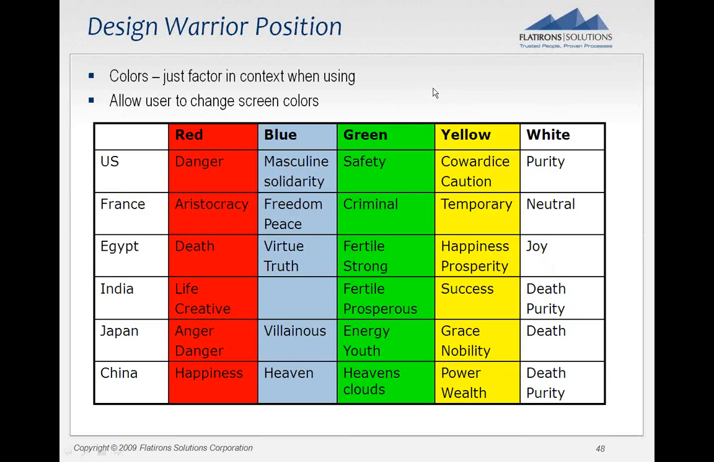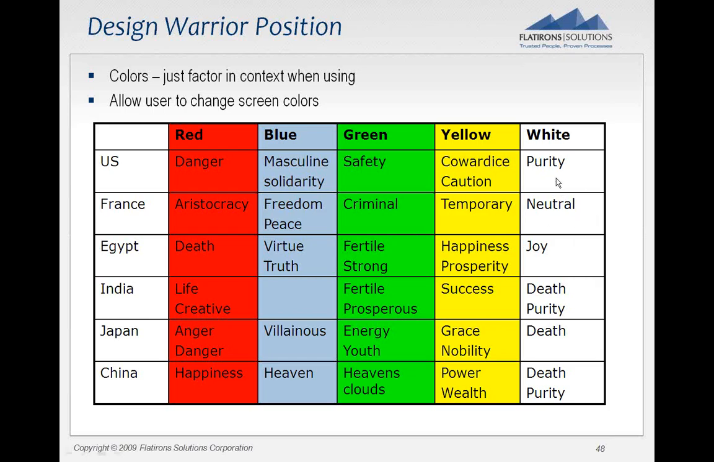Just some color differences. Notice that red is danger in the U.S., happiness in China, death in Egypt, and life in India. So it's hard. If you're trying to use color to convey either an emotion or associate it with an action, like red to stop or something, you could be sending a different message in a different culture.